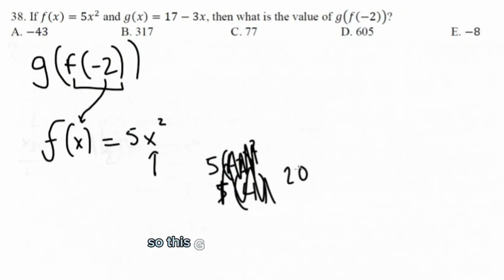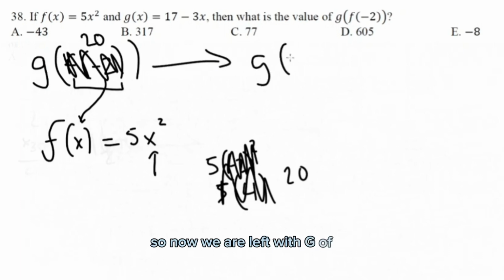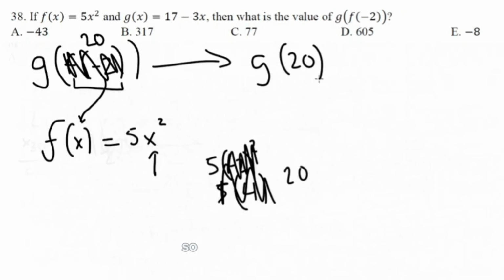So this g of f of negative 2, right? This f of negative 2 is just 20 now. So now we are left with g of 20. We have to solve what that is. So how do we do that?